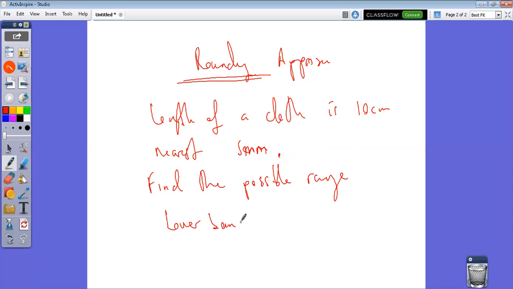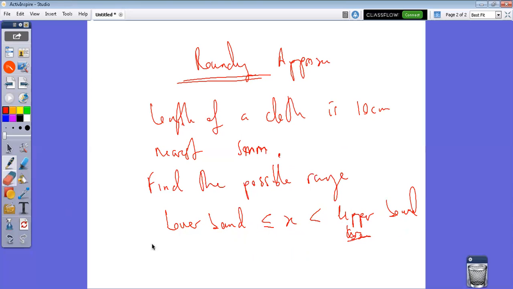It means lower bound less than or equal to my measurement x, less than my upper boundary. I hope you are following me. Lower boundary less than or equal to x, the measurement, or whatever you are measuring, whatever is in question, less than the upper boundary. Clear now? Yes, sir.